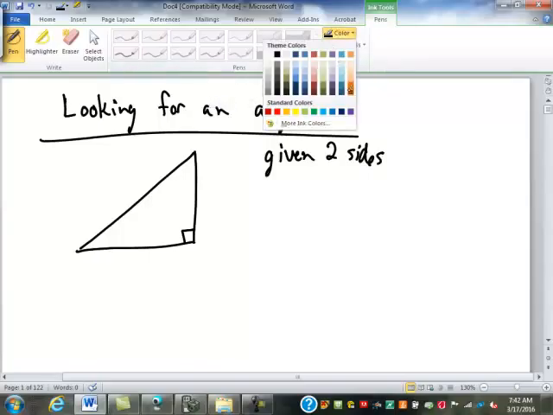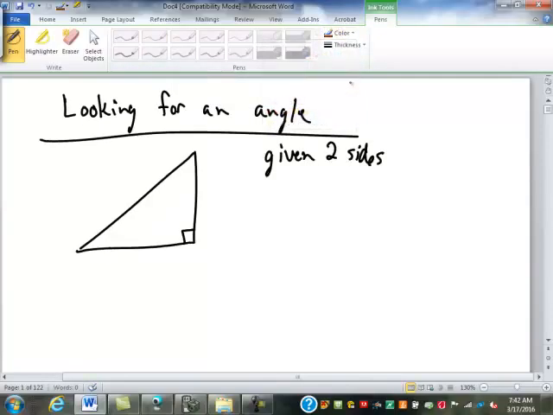So let's say in this triangle here, we are given that this side over here is 11 centimeters, and this side down here is 18 centimeters. And we're looking for this angle right here. We'll call that angle A.